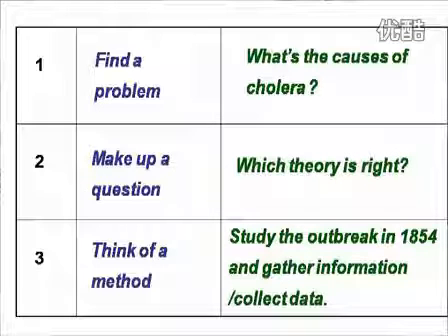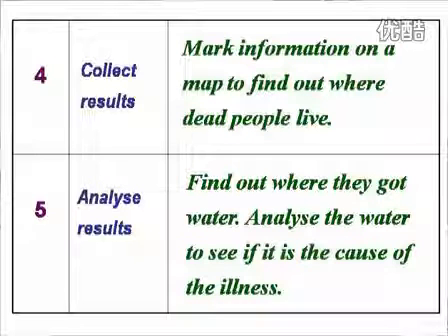Okay. Now let's find a problem. Now what's the cause of cholera? Now first, make up a question. Which theory is right? Think of method. Now study the outbreak in 1854 and gather information, collect data. Okay. Now let's collect results. Now mark information on a map to find out where the people live. Analysis results: find out where they got water.